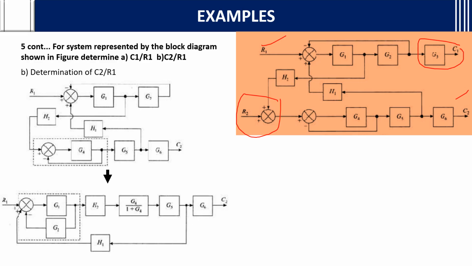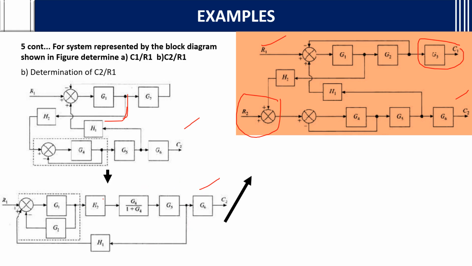See, C2 will be the output, G6 and G5. From G5 there is an H1 which is connected to the summing point. Okay, make it easy. After G5, G4 by 1 plus G4 is again connected with H2 in the forward direction. From G1 it is connected, so directly from G1 it is connected. And G2 is connected in the backward direction. So we are connecting in that way only, from output to input.